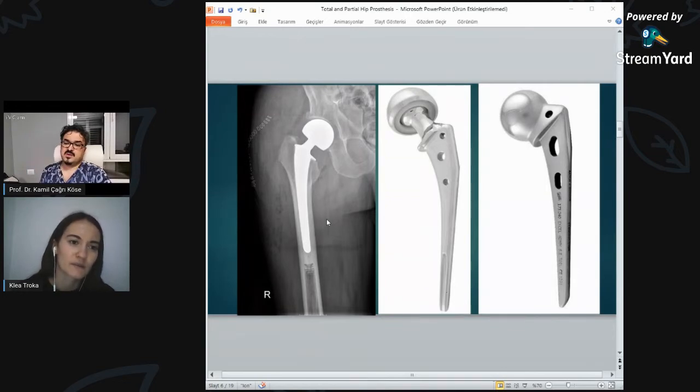Actually, we will talk about the complications of prosthesis, and in every hip prosthesis, one of the most feared complications is dislocation of the hip joint. So in order to prevent dislocation, it's shown that bipolar prostheses, the latest generations, are more advantageous. So because of this data, we now prefer the bipolar prosthesis more.